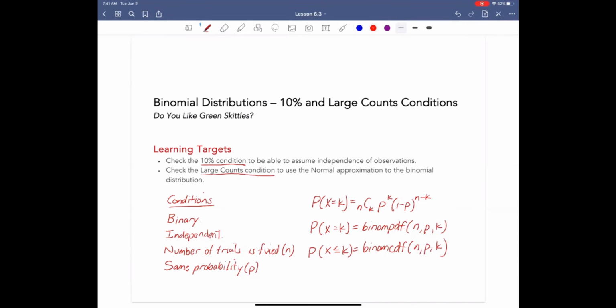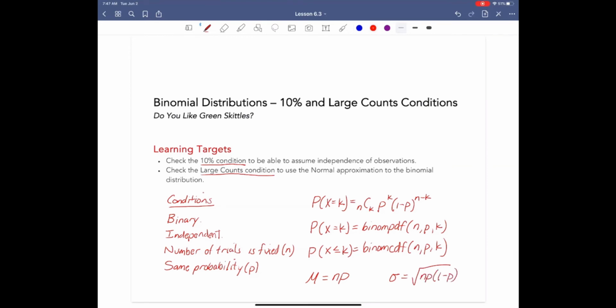Now, two other things that we're going to need for today's lesson. For a binomial distribution, we have formulas for calculating the mean and the standard deviation of the binomial distribution. The mean is given by n times p, and the standard deviation is given by the square root of n times p times 1 minus p.